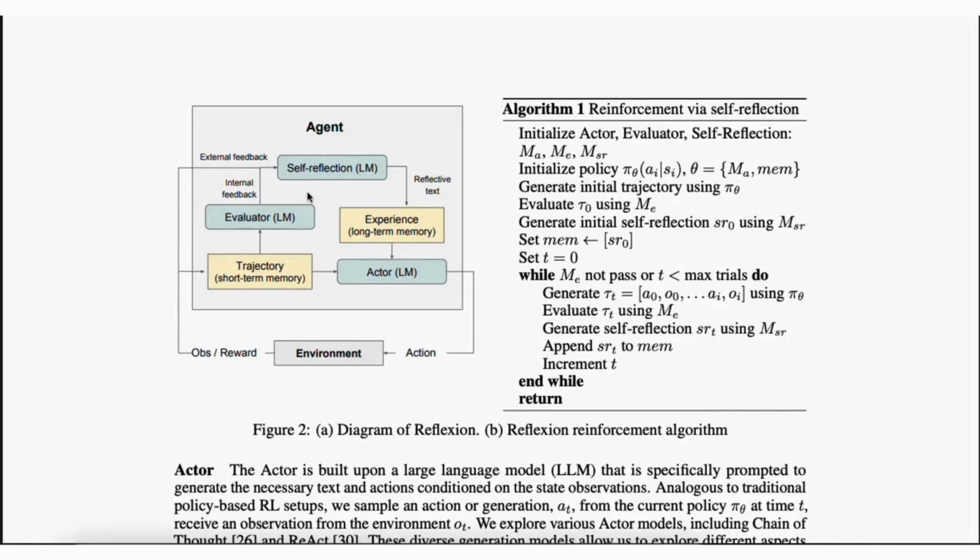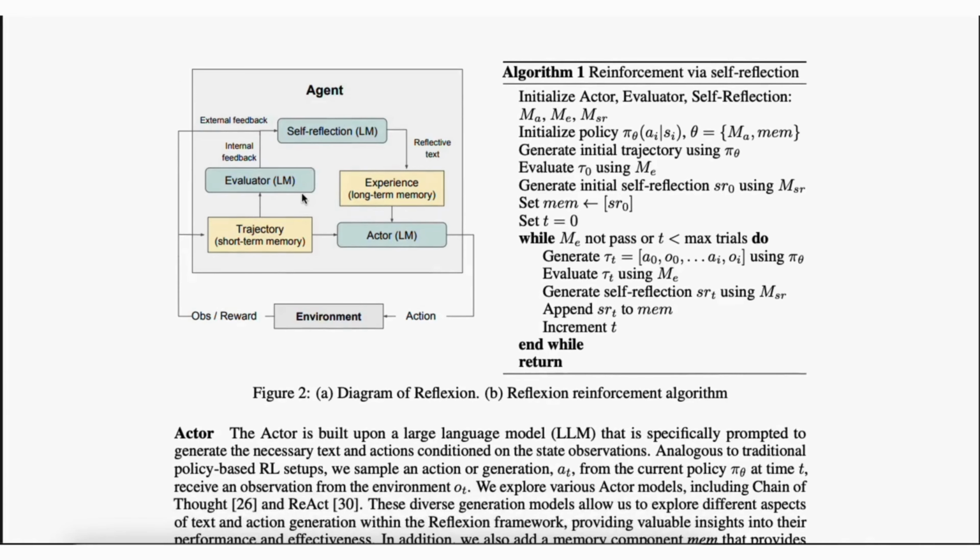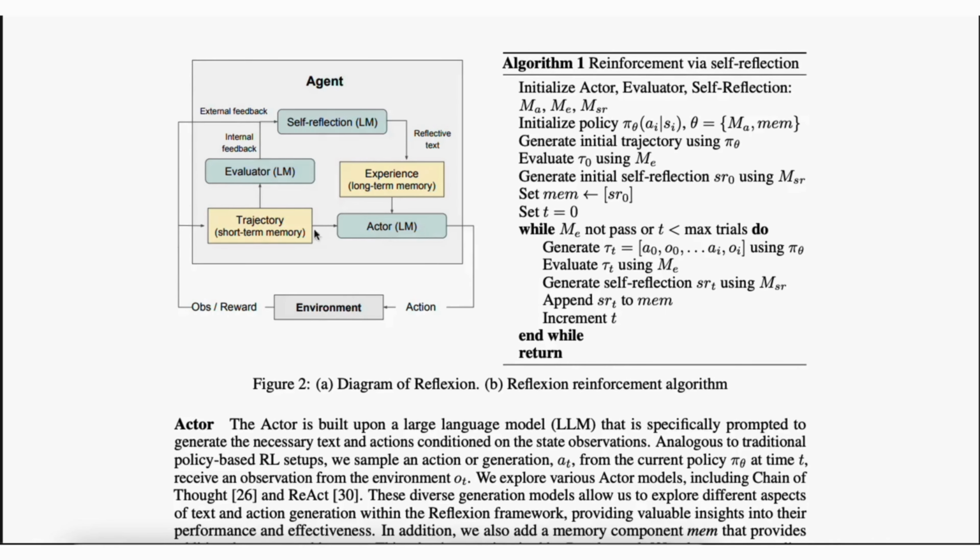So this diagram from the paper shows how reflection turns a language model into a self-improving agent. At the core, we still have an actor here, the model that takes action in the environment. It observes the results and also rewards, just like an agent. As the agent acts, each step is recorded in the trajectory in a short-term memory. It records what the agent just tried.